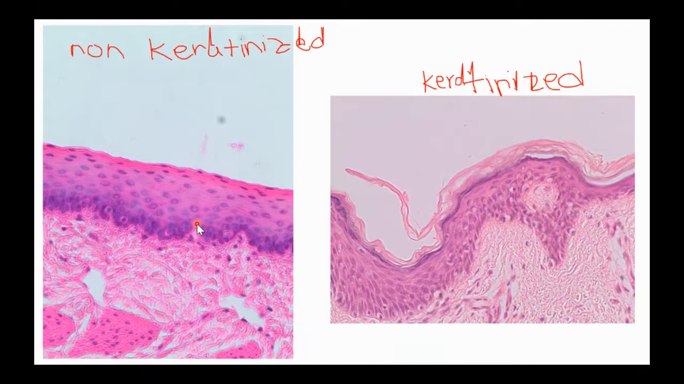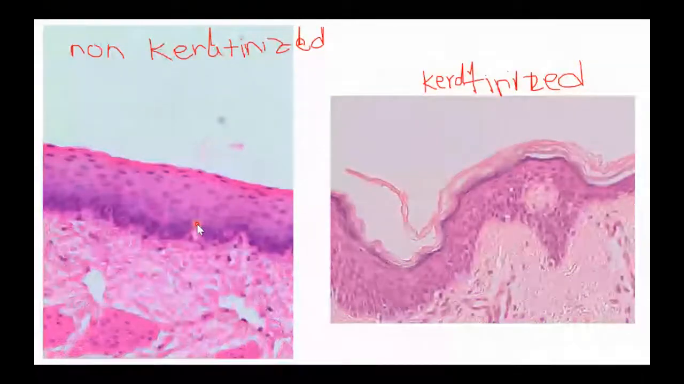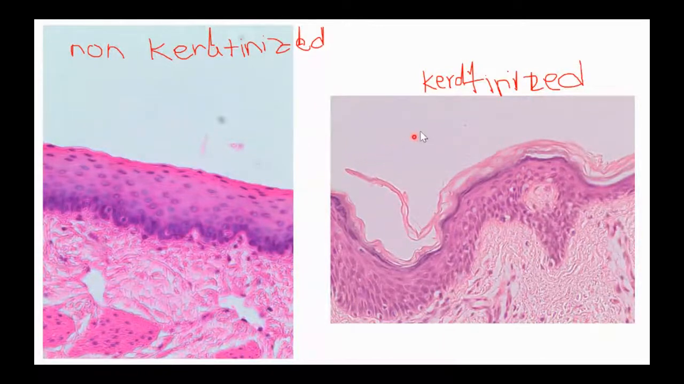So when we're talking specifically about stratified squamous epithelium, it's all about protecting your body. Keratin makes it even tougher, so tough protection. Non-keratinized is just going to protect you against rubbing or protect you against bacteria from invading. Both of these have multiple layers, and both of these have those squished cells. Stratified squamous.